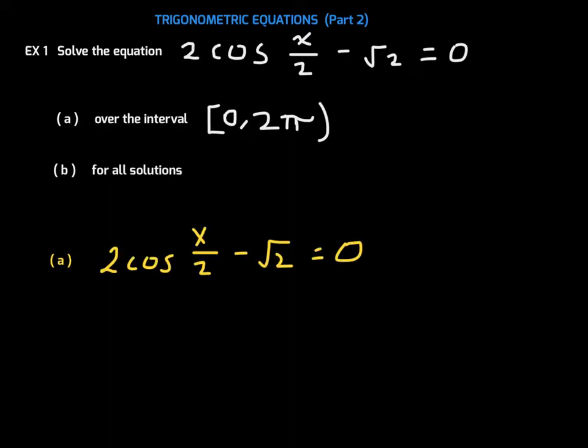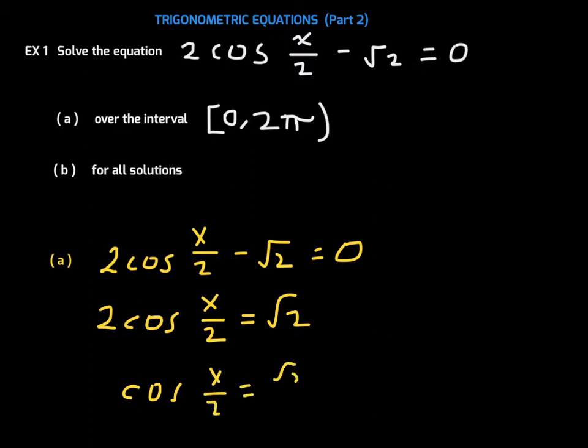Let's go. Okay, my first thought is to isolate the function, to isolate cosine of x over 2. So I'm thinking we should add root 2 to the other side, and when we're done adding root 2, then we'll divide both sides by 2. When you add root 2 to the other side, then you get 2 times cosine of x over 2 is equal to positive root 2. And then when you divide both sides by 2, you get cosine of x over 2 is equal to root 2 over 2.